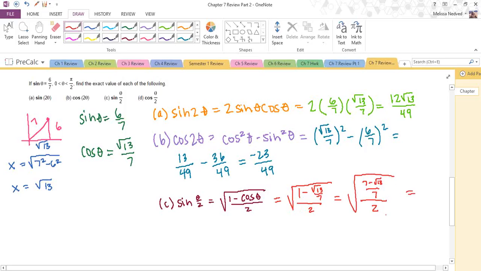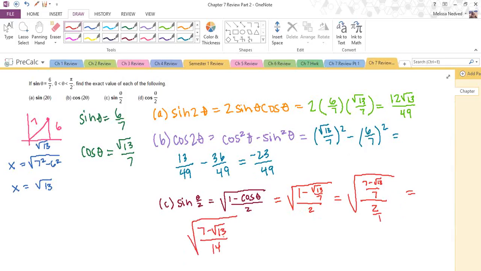Now, fraction with a fraction, that's like I need to do copy dot flip or multiply by the reciprocal. So think of this 2 as 2 over 1. And I'm going to take 7 minus root 13 over 7 times 1 over 2, which gives me a new denominator of 7 times 2 or 14. So I've got 7 minus root 13 on top, all over 14, and I'm taking the square root of all of that. In this case, I'm done there. That's as simplified as I can get.